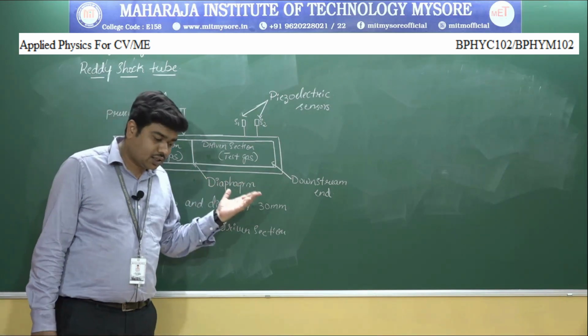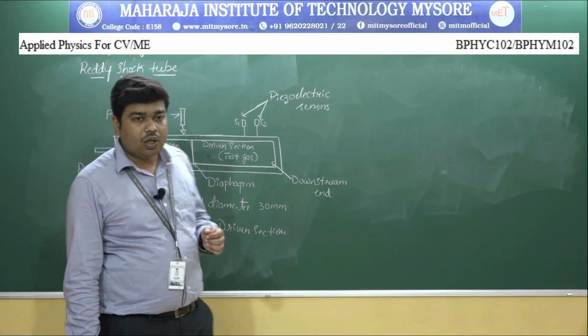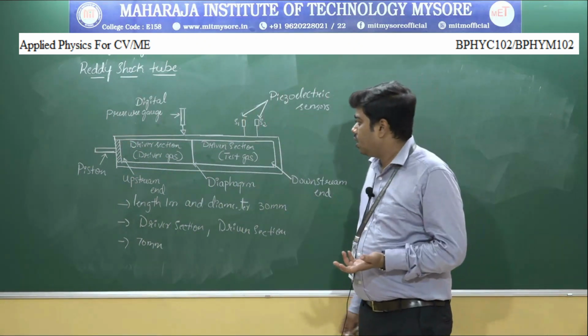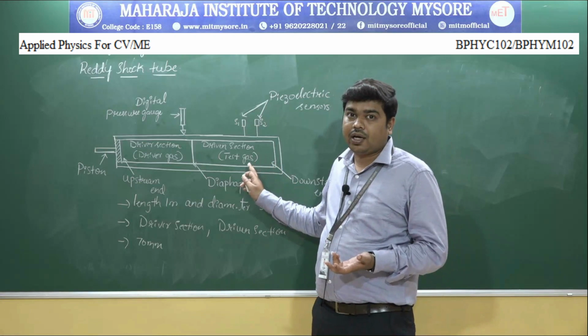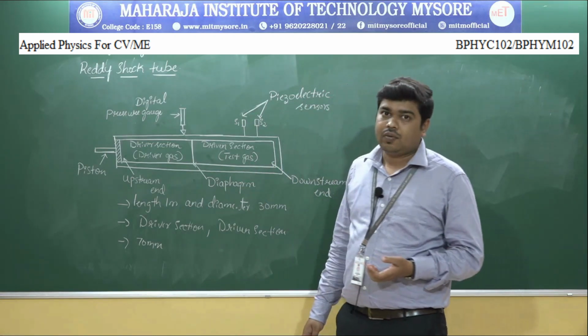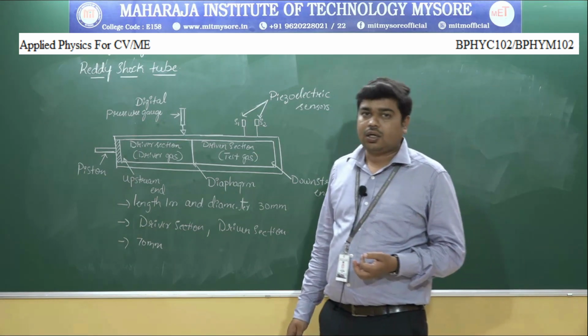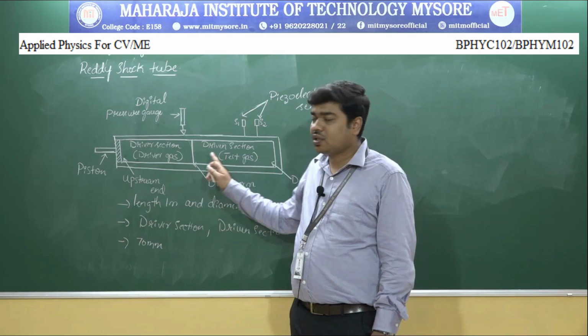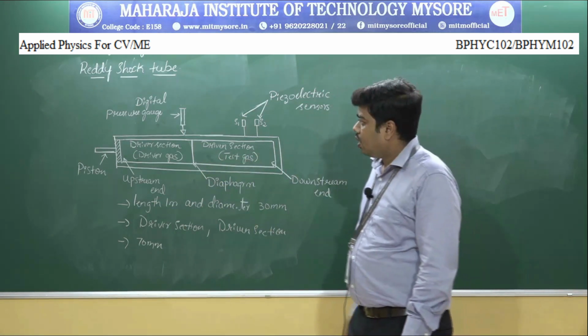Now once the test gas collides with the wall of the downstream end, it gets reflected back, and once it gets reflected back there is again a change in pressure and temperature of the test gas which leads to the creation of the secondary shock wave. This secondary shock wave again traverses back towards the driver section.